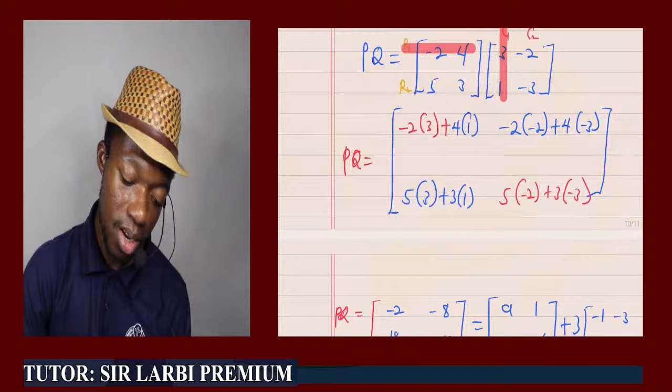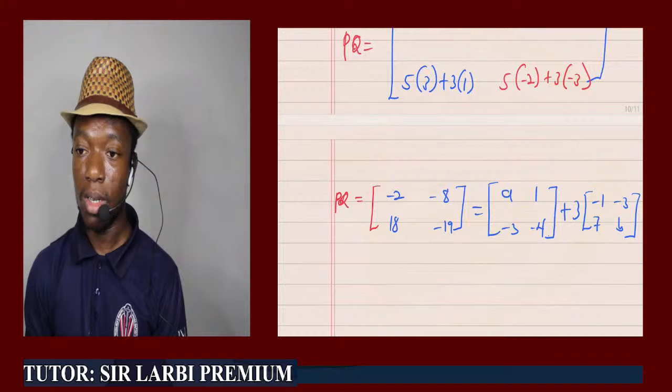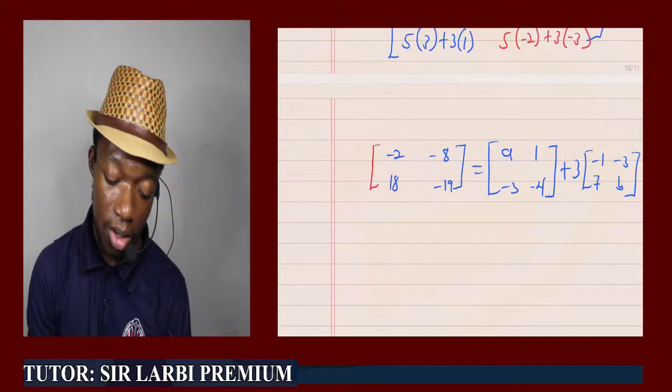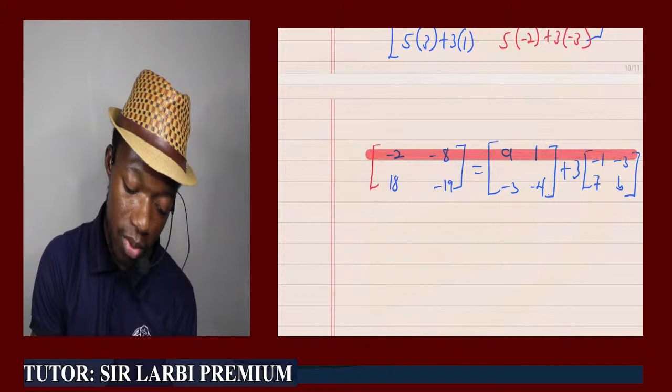I thought I would show you how to use calculator to speed up so that you don't waste time in examination condition. Okay, so what do we do now? We have this being equated as our PQ. So we are asked to find A and B. We can see the A line up here, just have to line them up. And we can also see the B line up here too, just have to line them up.